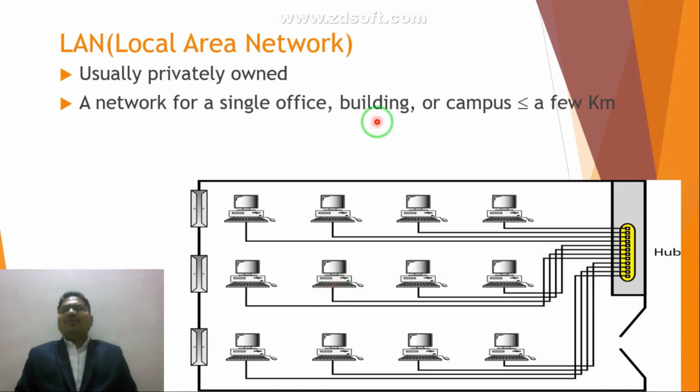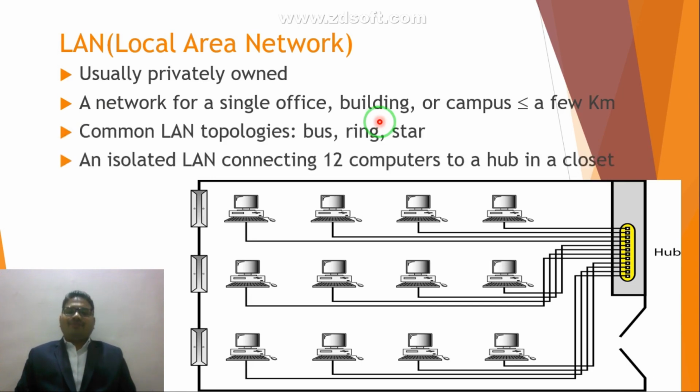Basically, a local area network is designed for a single office, a single building or a campus, which is much less than a few kilometers, and usually it is privately owned. The commonly used topologies for LAN could be bus topology, ring topology, or star topology. Over here you can see 12 working computers connected to this hub, right? So it is a local area network. Even a small network between your mobile and your laptop is also a LAN.